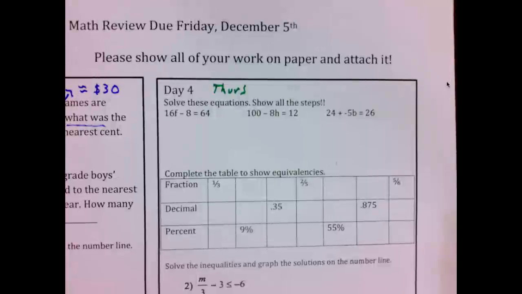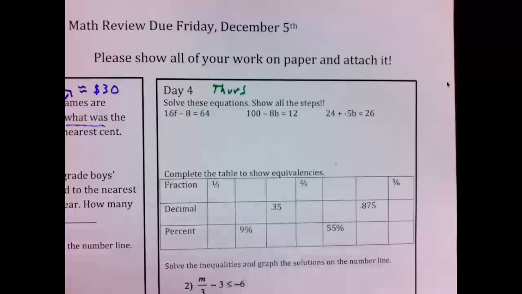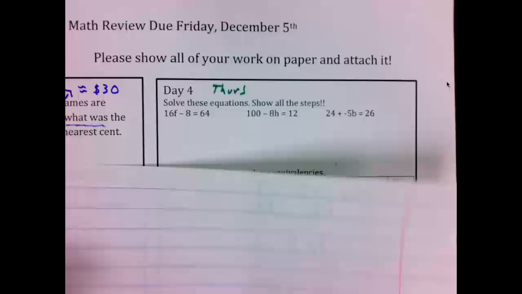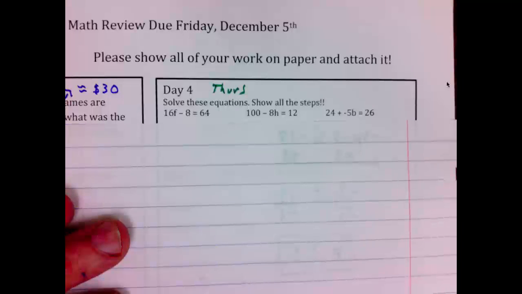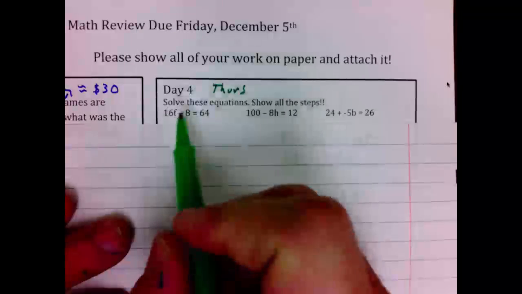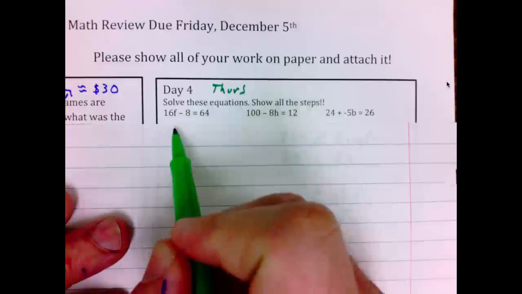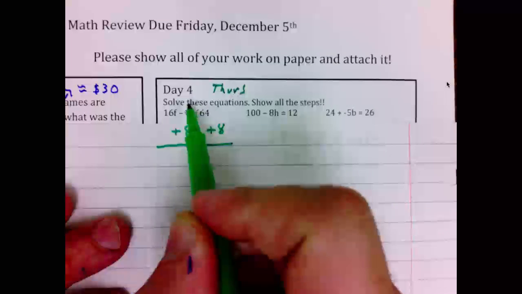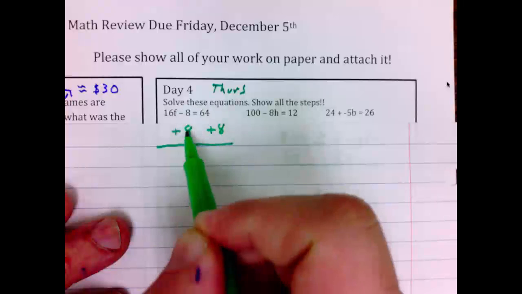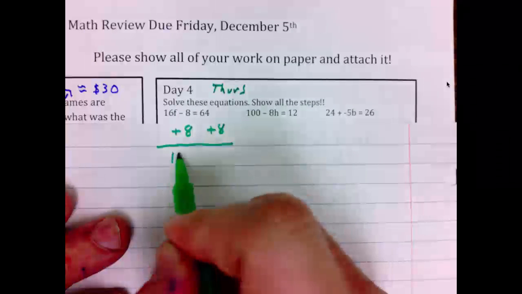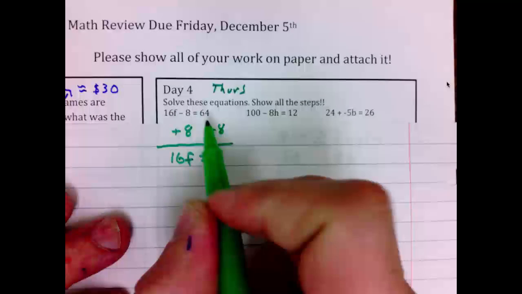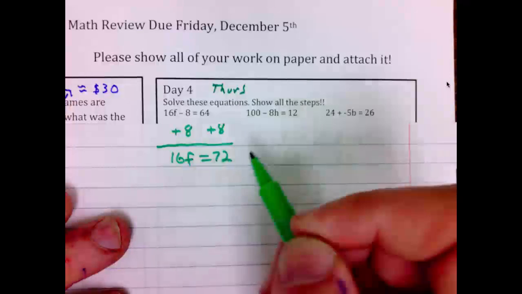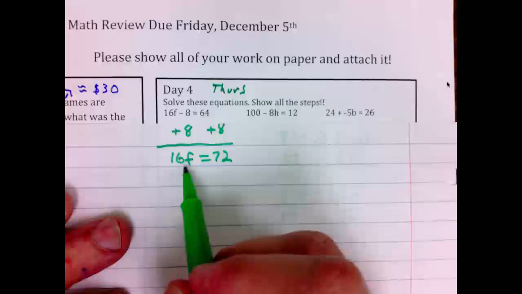All right, day 4. Let's work this first problem. We have 16f minus 8 equals 64. Solving for f, we will first add 8 to both sides. Negative 8 and positive 8 add to 0, leaving only 16f on the left. 64 plus 8 is 72 on the right. We have 16 times f equals 72.